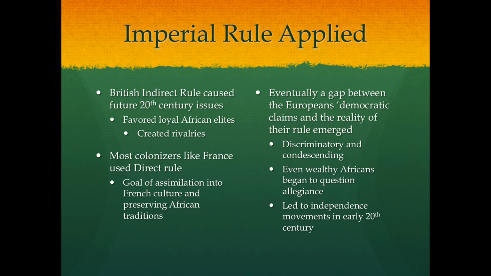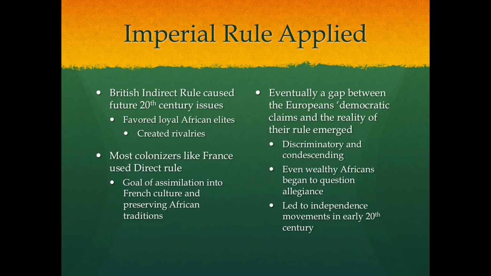Now, in most cases, when we talk about imperial rule, the British were one of the rare ones that used indirect rule and allowed locals, indigenous people, usually the wealthy people that were loyal to the empire, to run things. Most of the other colonies used direct rule, where they had someone put in place and they tried to assimilate the cultures of the people while maintaining their traditions. So that was a clear difference between the British and how others did things.